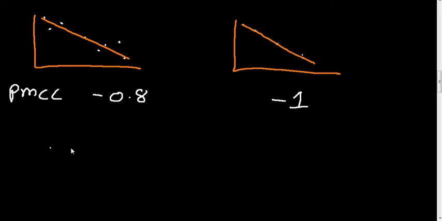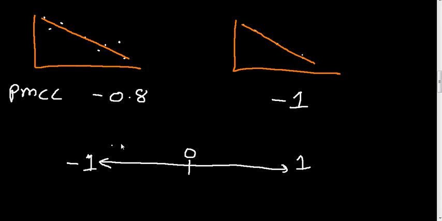Okay, so the PMCC values have a range from -1 to +1, and depending on the strength of the correlation, it'll vary between these two values. If the PMCC is 0, there is no correlation at all. No correlation at 0. Whereas at +1 it's a positive correlation, and -1 is a negative correlation.